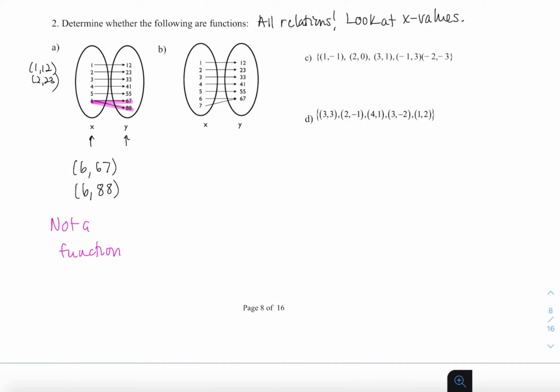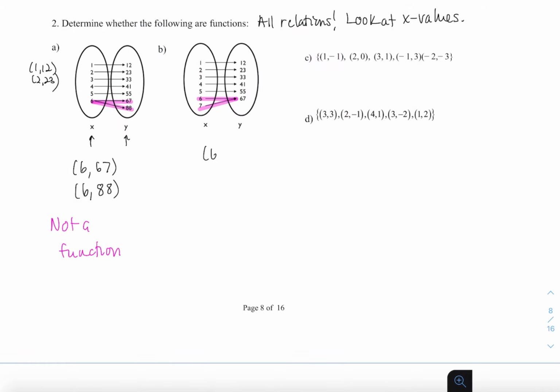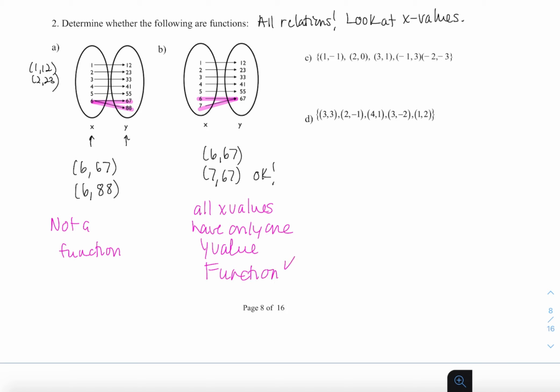But y is allowed to have two different x values. So in this case, we have (6, 6) and (7, 6), and this is okay. So in this case, we know that all x values have only one y value. So yes, this is a function, not a function.